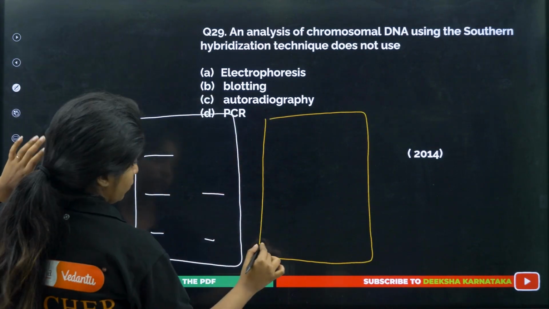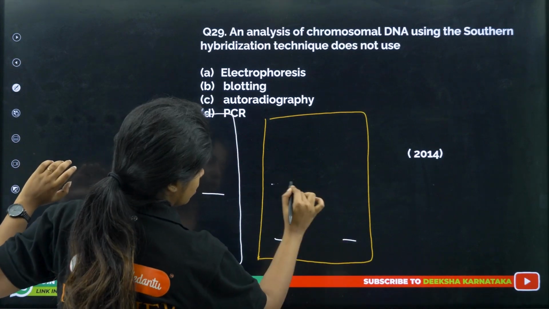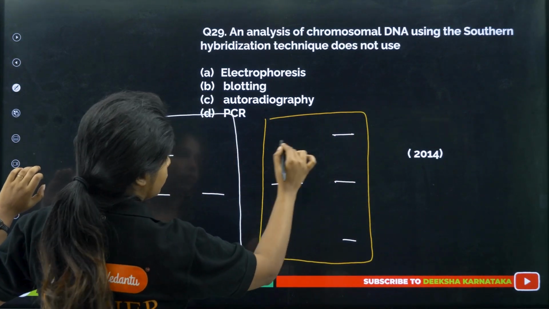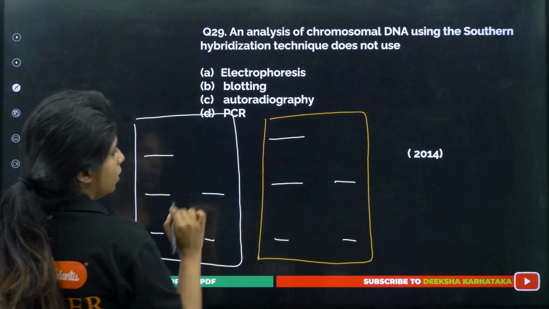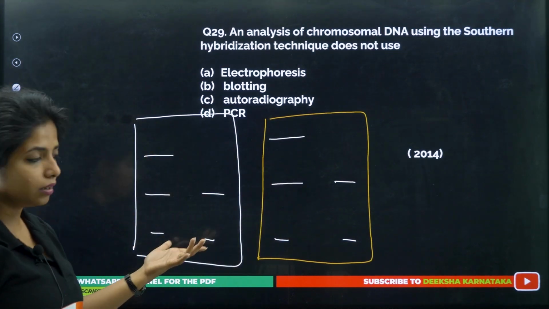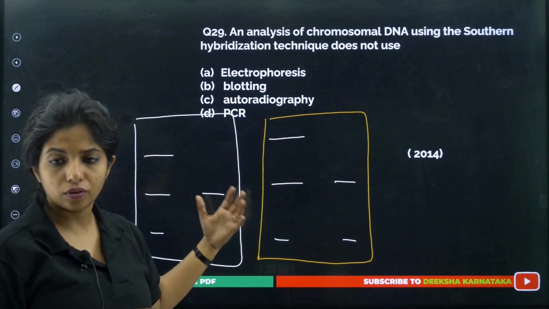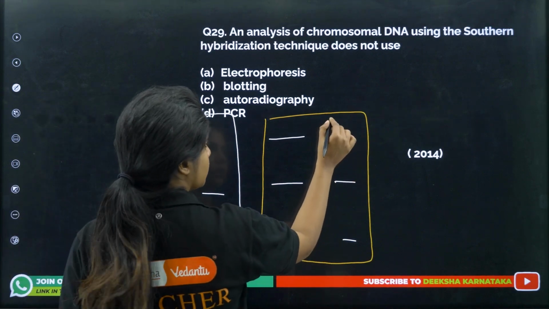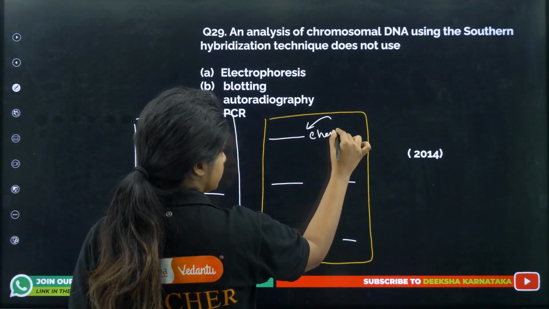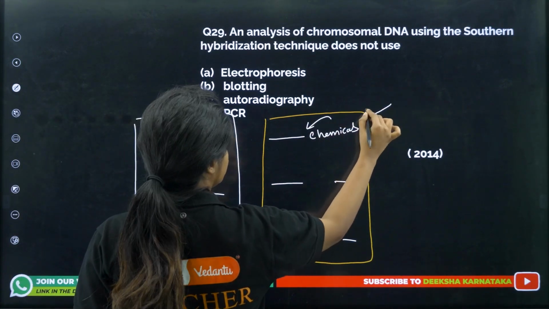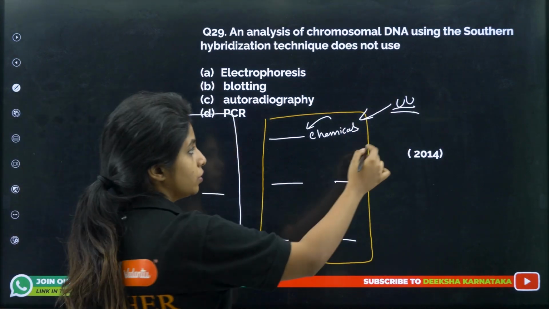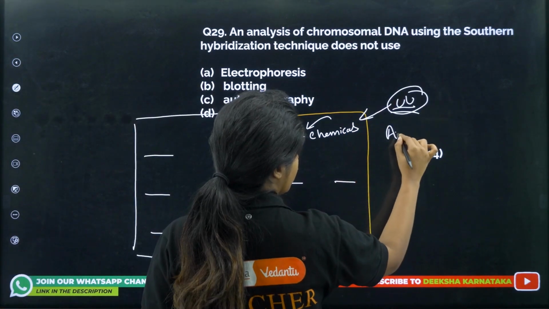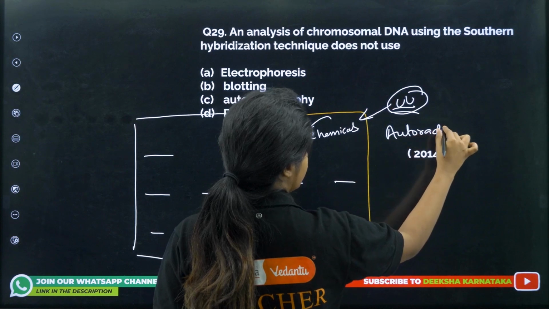The DNA fragments are over here, because so many reactions cannot take place over there. Now I treat it with ethidium bromide or whatever. I can treat it with some chemicals and then I can view it under UV radiation. That is, autoradiography can be done. This process where I am putting UV radiation, you call it what? Autoradiography.